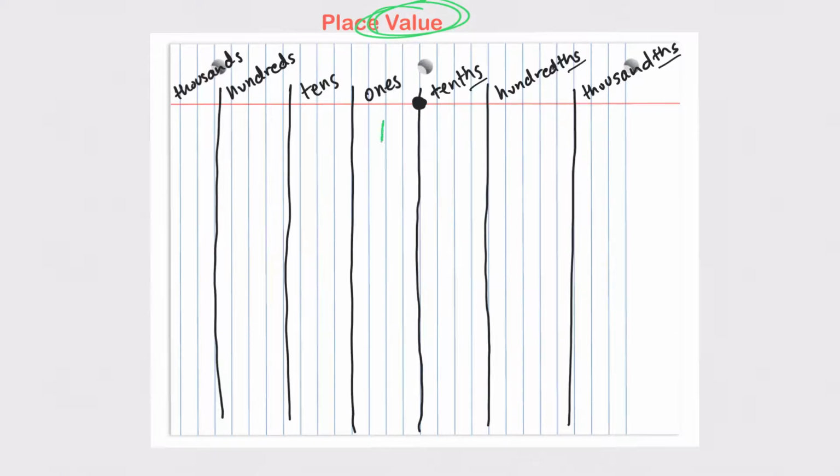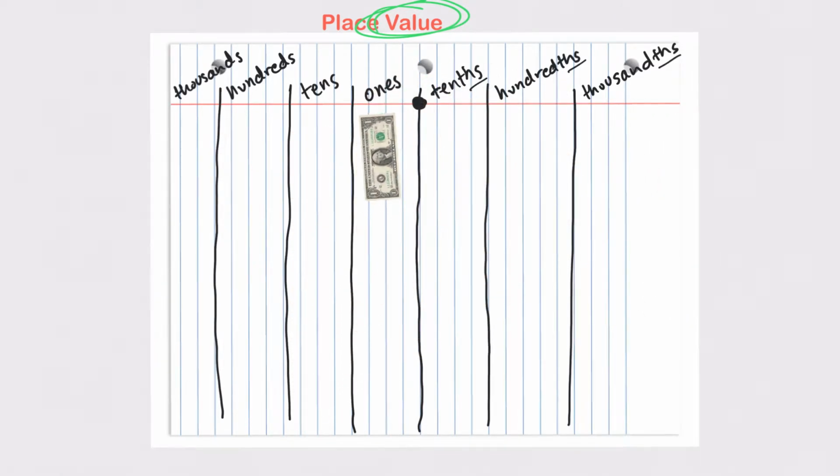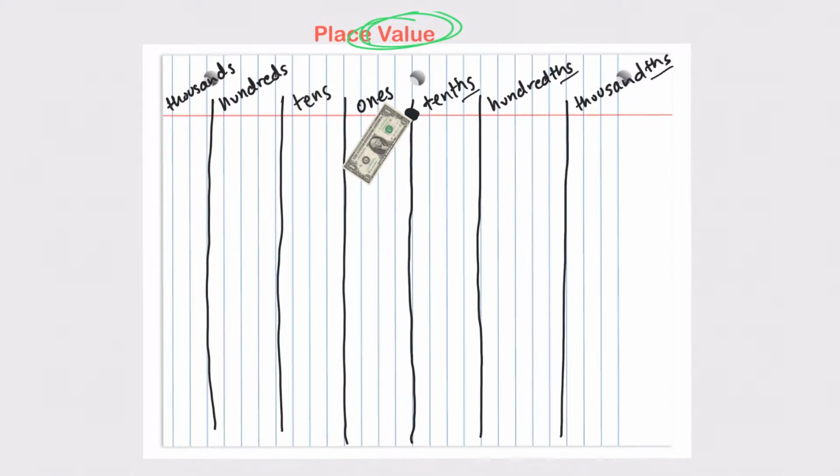So the ones place first. So let's say you had 1. Well, that would be like having one whole. Well, in money, that'd be one whole dollar. So the ones place would be represented by the dollar. We actually have a currency that we could use to represent that. So the ones place is $1. If you have 2 ones, then you have $2. If you have 3 ones, then you have $3, and so on.